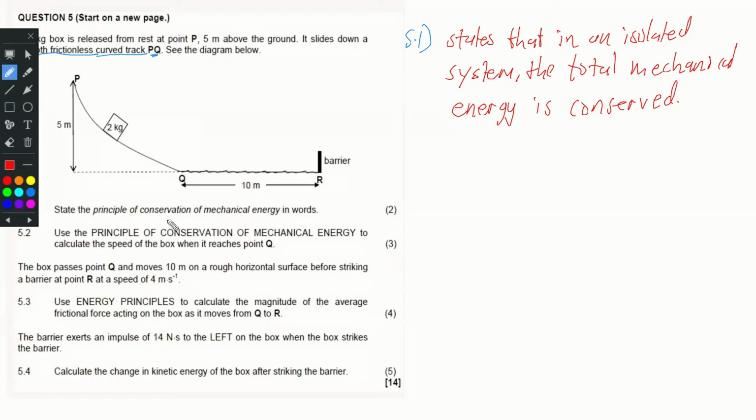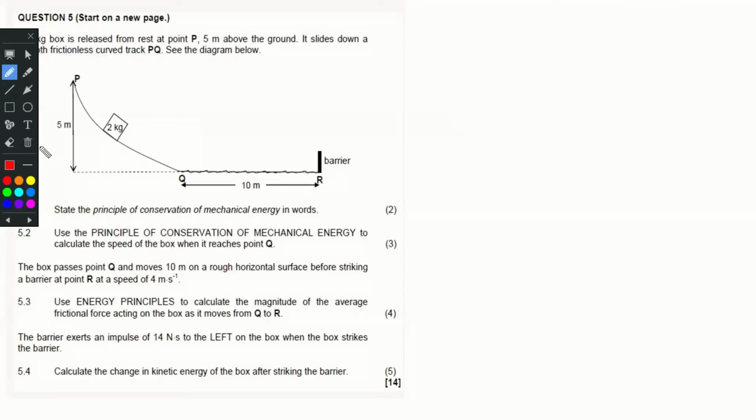box when it reaches point Q. You see this one also, it's specific. Use the principle of conservation of mechanical energy. That means you cannot use any other energy principles. It has to be this one. If not this one, you get penalized. Then sum of EM at P will be equal to sum of EM at what? At Q. Sum of mechanical energy at point P is equal to sum of mechanical energy at point Q, right?